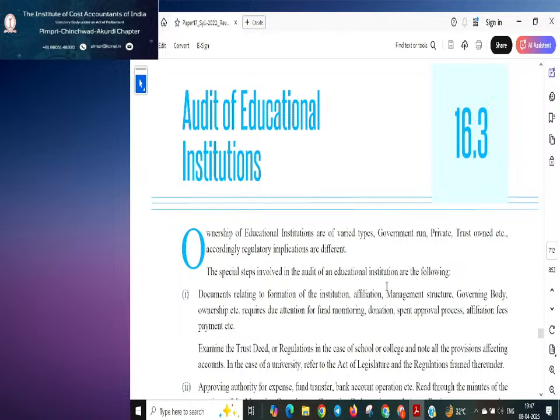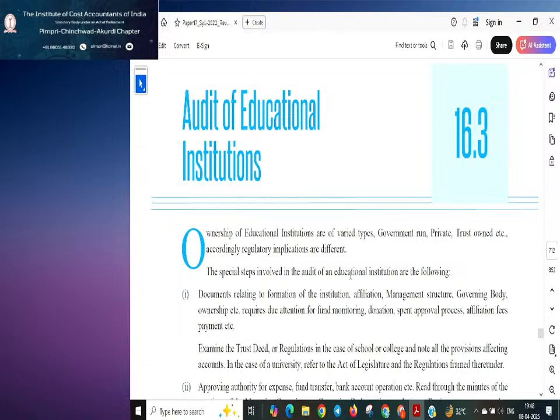The special steps involved in the audit of an educational institution are the following. First one, documents relating to formation of the institution, and affiliation. We find many schools just shut down saying that they were holding false records on affiliation to a particular board. So whether they have documents for affiliation, management structure, governing body, ownership, etc., requires due attention, along with fund monitoring, donation, spend approval process, affiliation payment, etc.